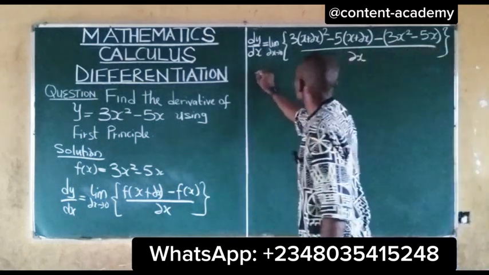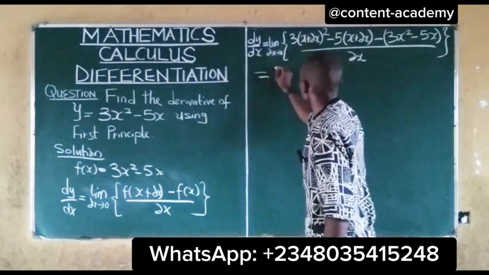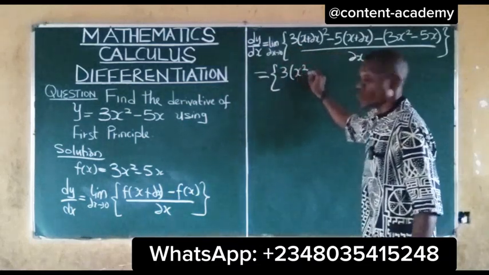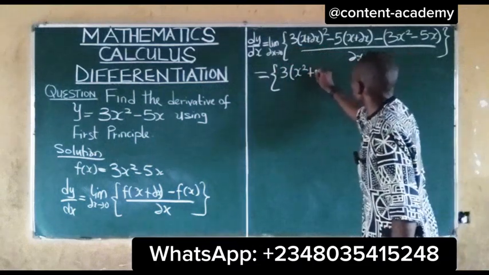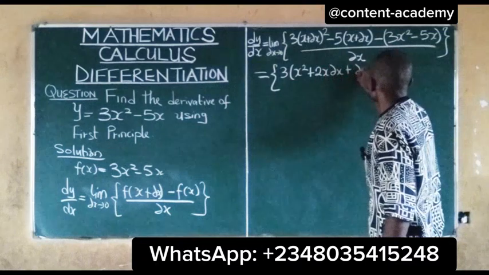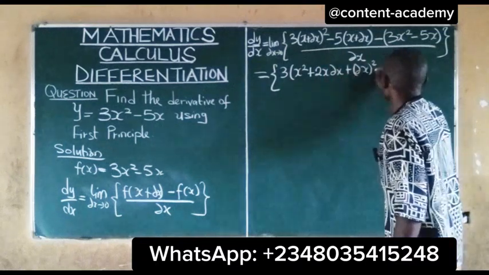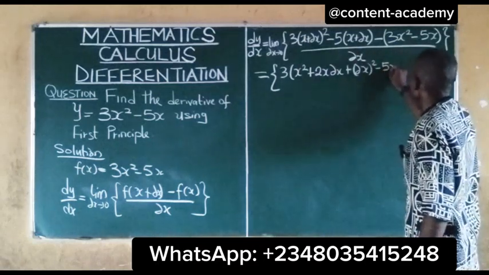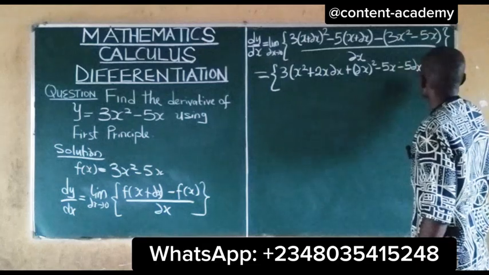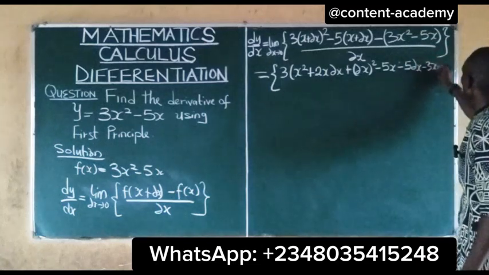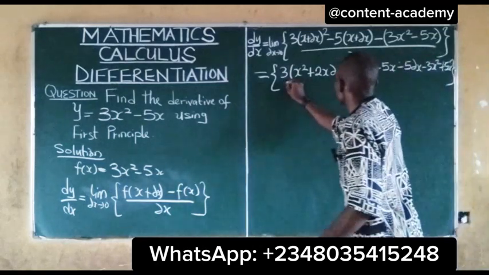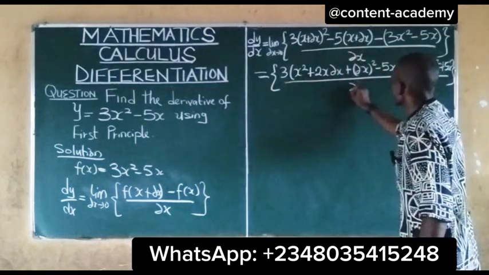The next thing to do is to expand this. If we expand this, we get 3 times (x squared plus 2x dx plus dx all squared), minus 5x, minus 5 dx, minus 3x squared plus 5x, all over dx.